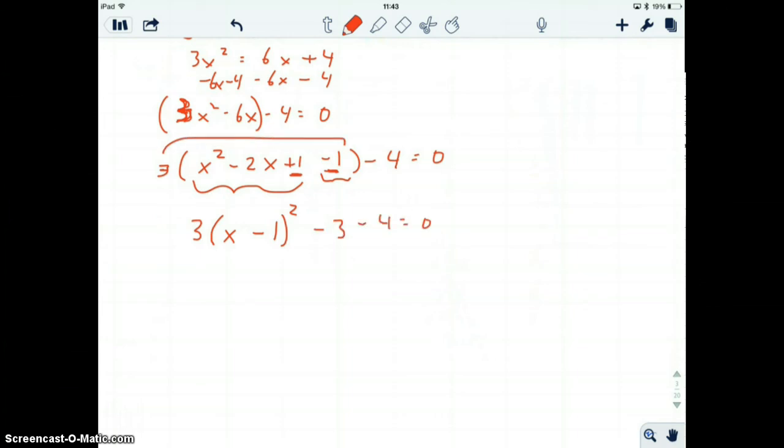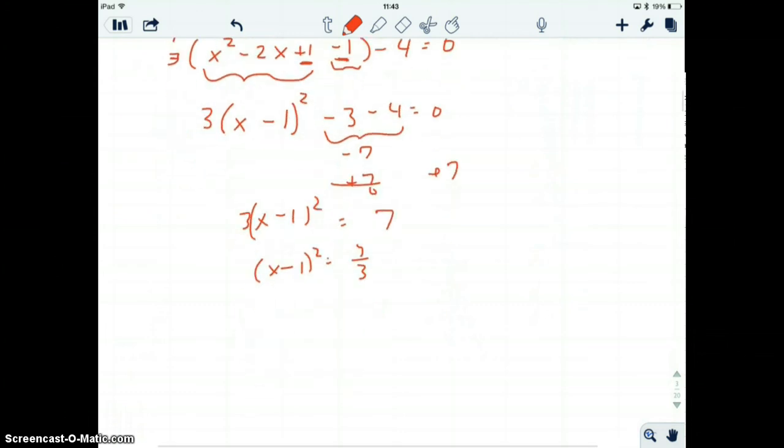And so now we're almost there. We just need to move these two to the other side. So that's a negative 7, right? I'm going to add 7 to both sides. And then that'll give me 3 times x minus 1 squared. And this goes to 0. And that'll be 7. So now I have x minus 1 squared equals 7/3.